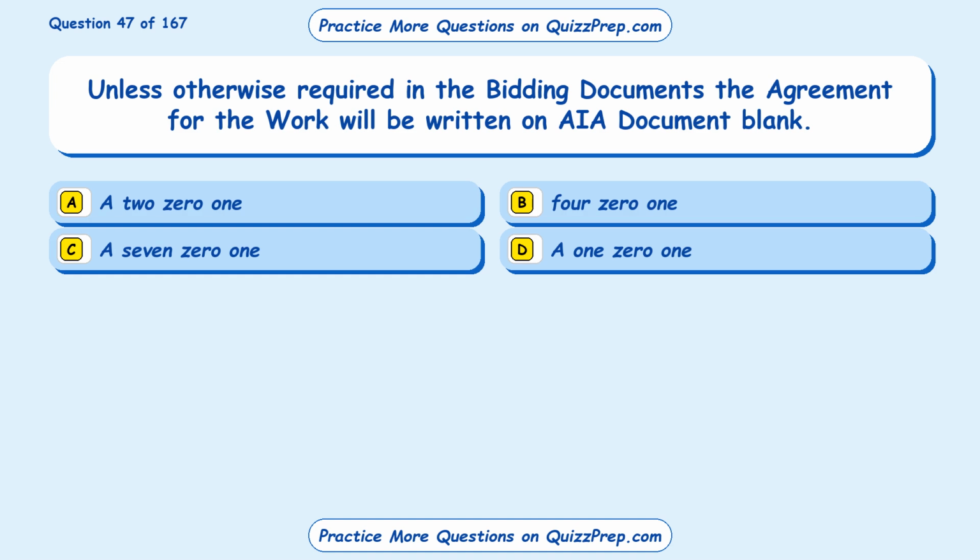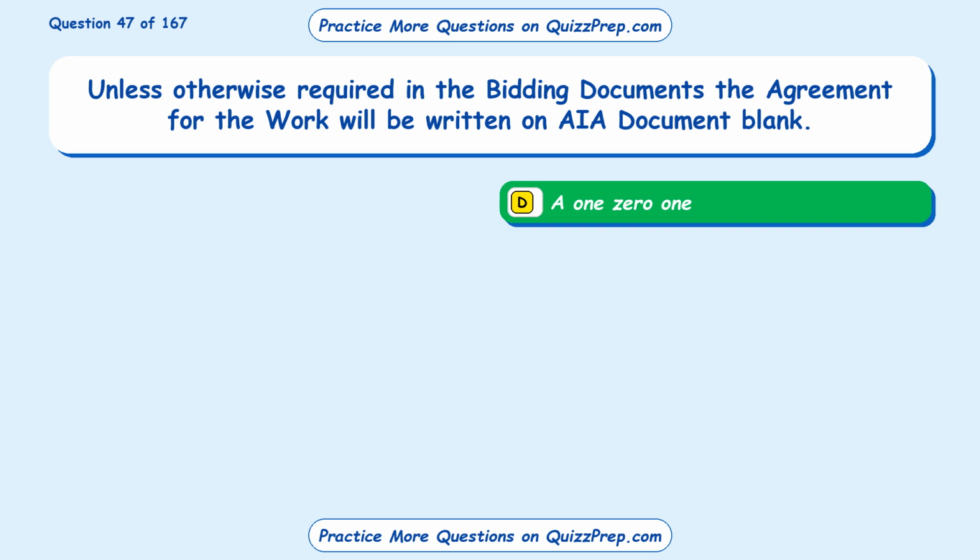Question 47. Unless otherwise required in the bidding documents, the agreement for the work will be written on AIA document blank. Option A, a 201. Option B, 401. Option C, a 701. Option D, a 101. The correct answer is option D, a 101.